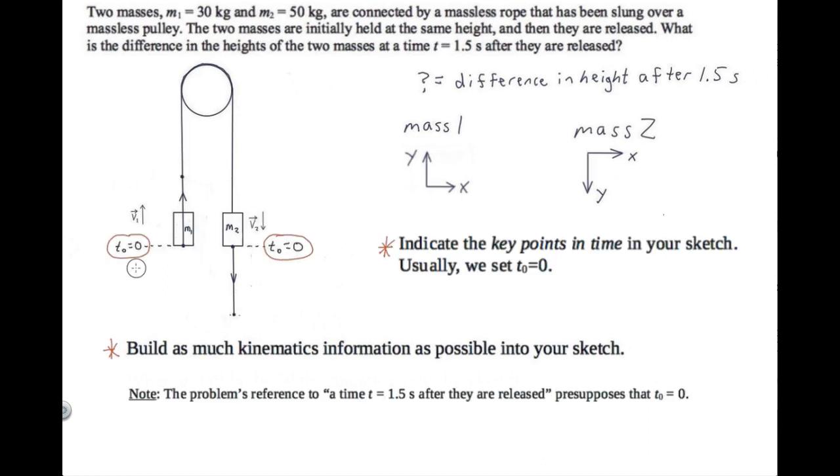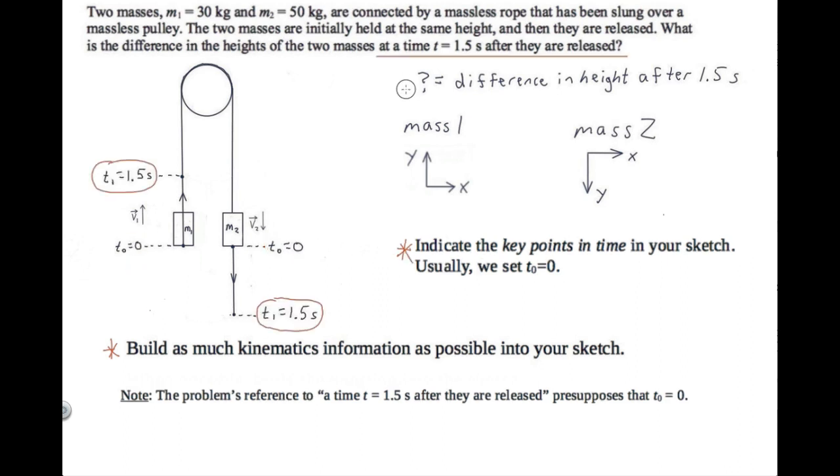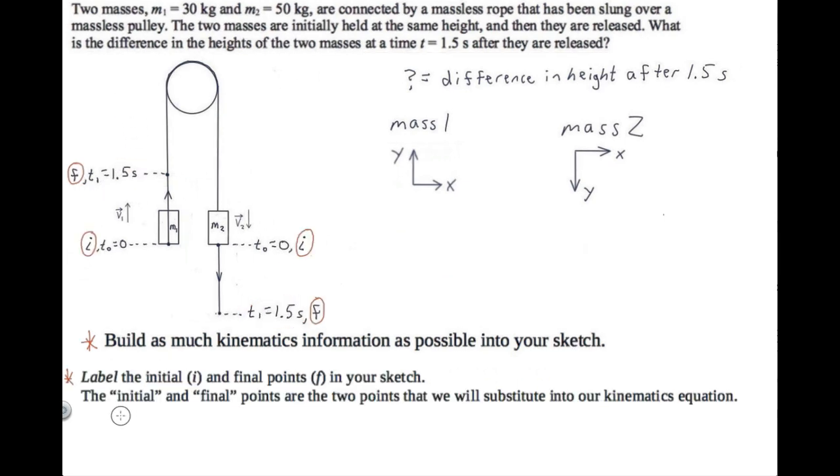Let's call the moment when the masses are released t sub 0. We will make the standard simplifying assumption that t sub 0 equals the number 0. Let's call the moment when 1.5 seconds have elapsed t sub 1. If t sub 0 equals 0, then t sub 1 equals 1.5 seconds. The initial and final points are defined as the 2 points that we will substitute into our kinematics equation.